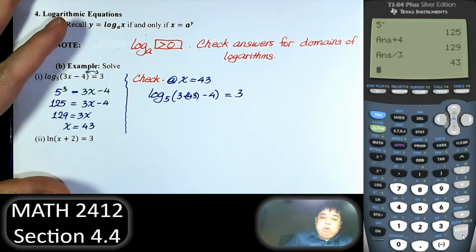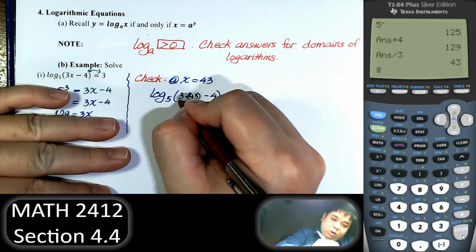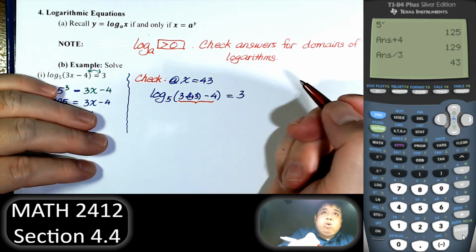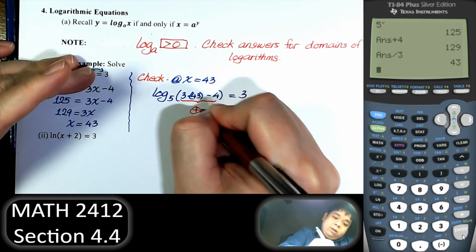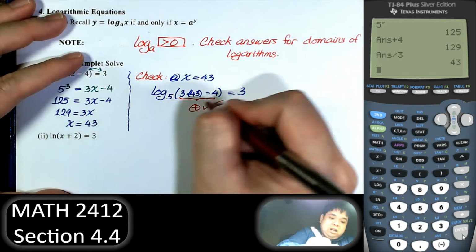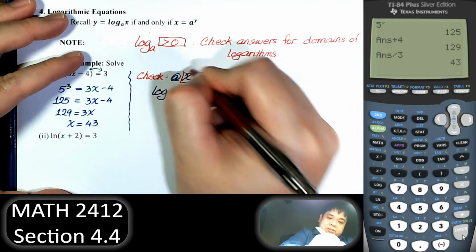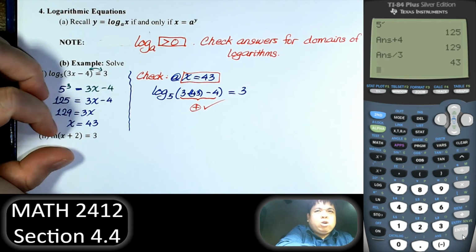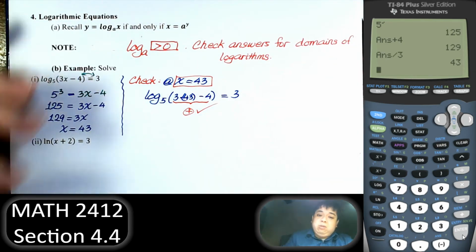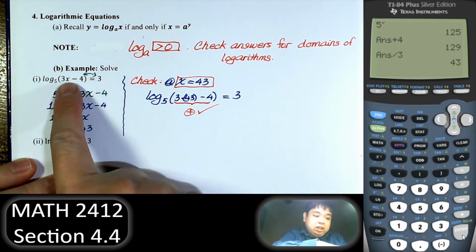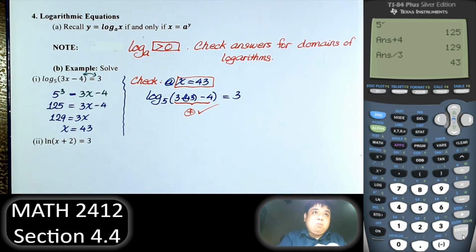All we need to check is that whatever we put here has to be positive, and 3 times 43 minus 4 is positive. So yes, that checks. So the answer is x equals 43. Of course we can check the math too, but what we need to check is the domain. Make sure that whatever we put inside the log, the argument of the log must be positive.